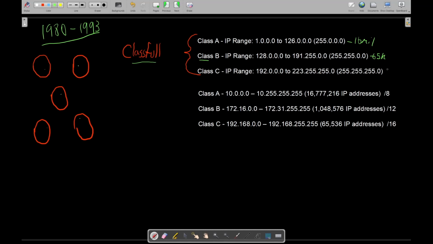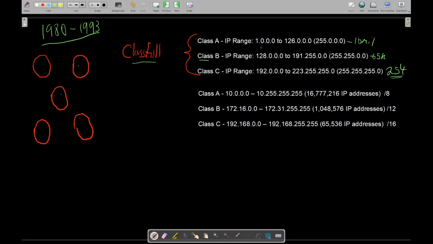Let's say you got a class C. You got 255, or it's really 254 because you can't use the first and the last address, but still, this will be useful for a small network. Now, if you had that many public IP addresses, that'd probably be good for a pretty good sized network.